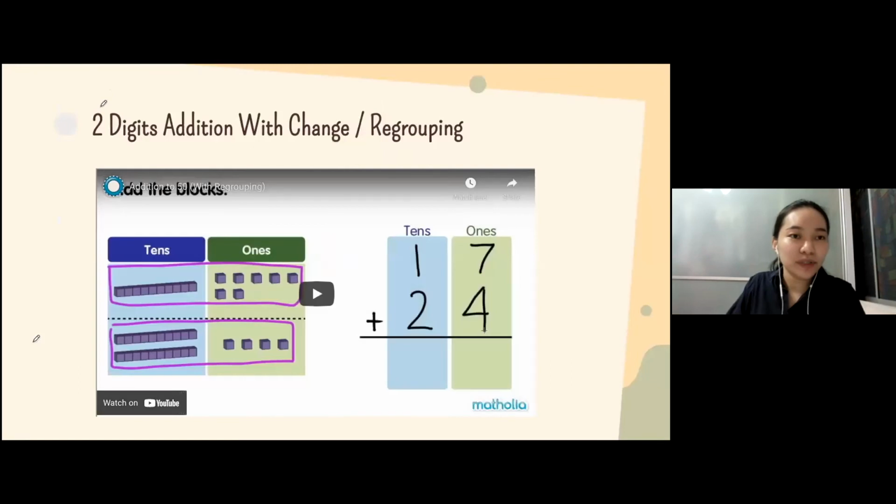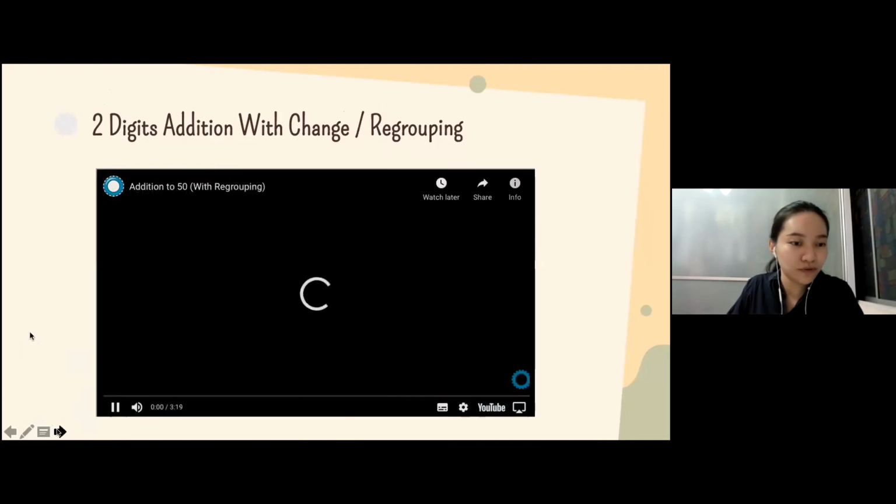And then we will teach 2-digit addition with change. So this is one of the ways. You can ask the kid to put 17 and 24. And then 7 plus 4, we get 11. Okay, I will just show you all how to do it.